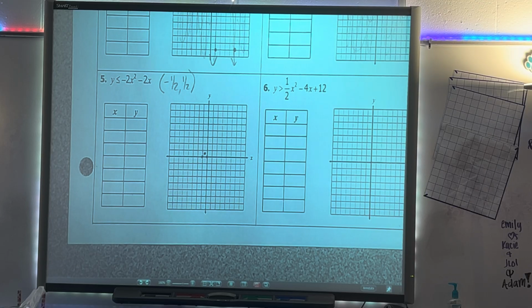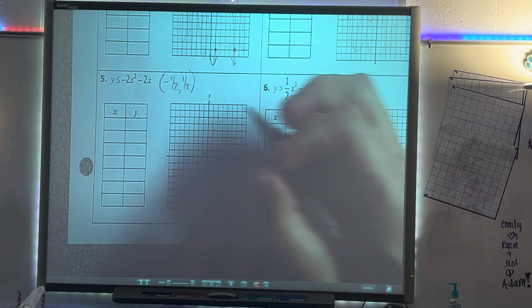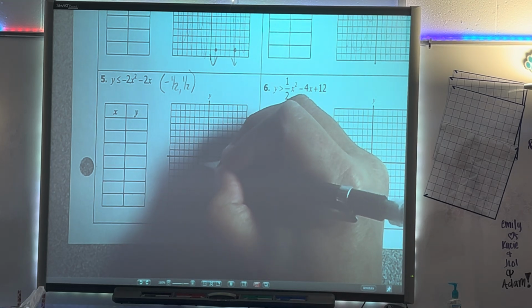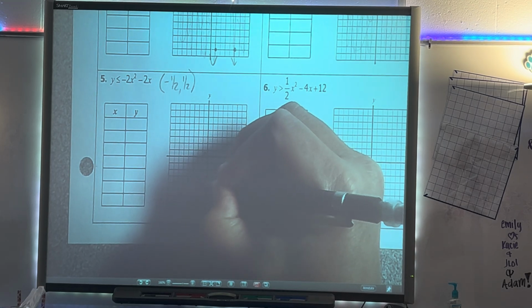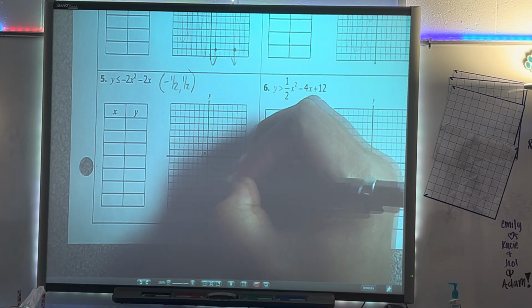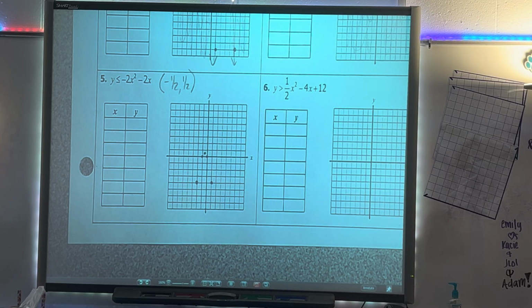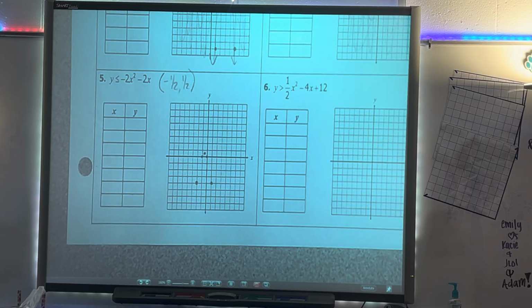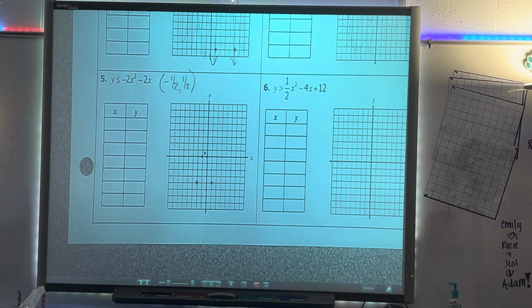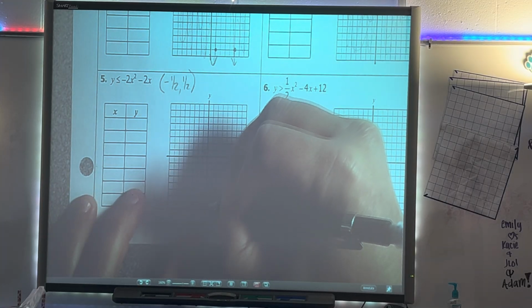Where's there another nice point? -2, -4, and then 1, -4. -2, -4, and 1, -4. Okay, probably not anything else after that that's on the graph, right? Okay, are we gonna have solid or dashed here? Solid.